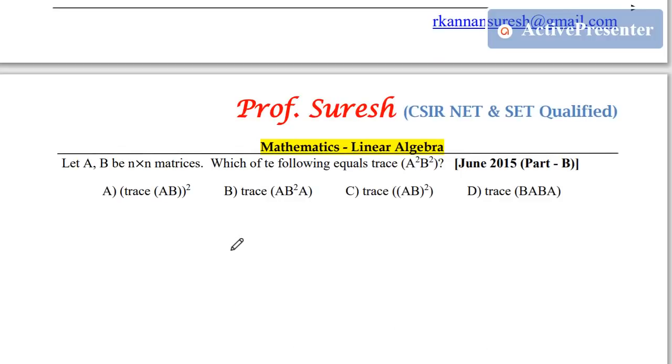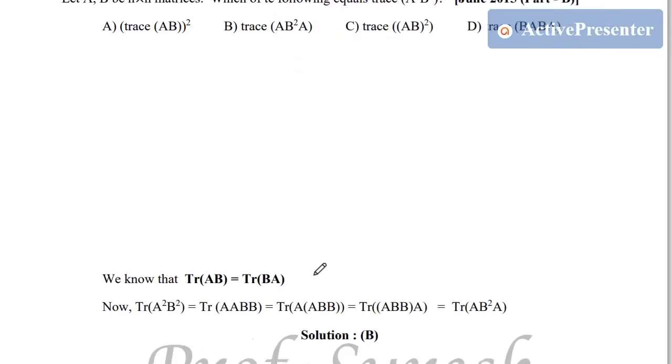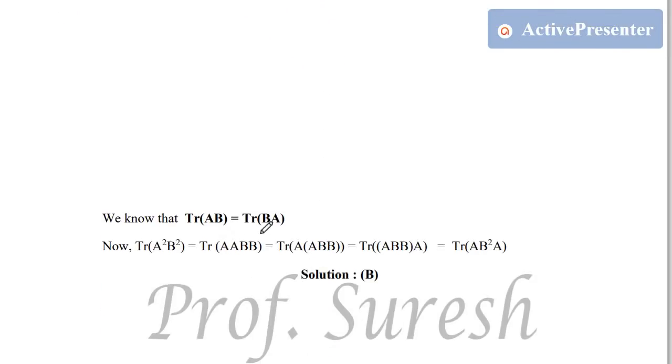This question is from properties of trace. Let A, B be n by n matrices. Which of the following equals trace of A square B square? These 4 options are given. We know that trace of AB equals trace of BA. That means you can interchange them.